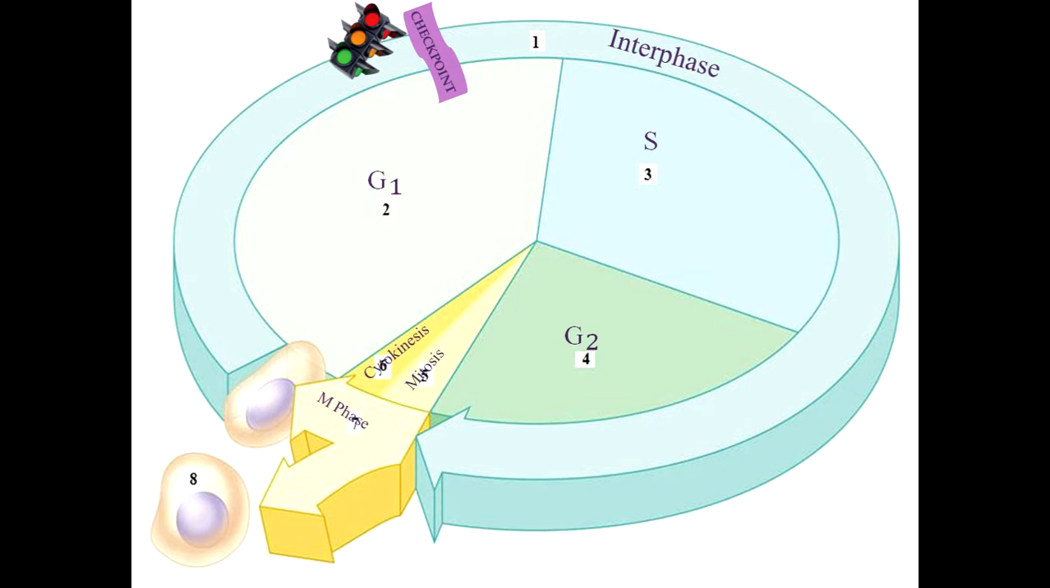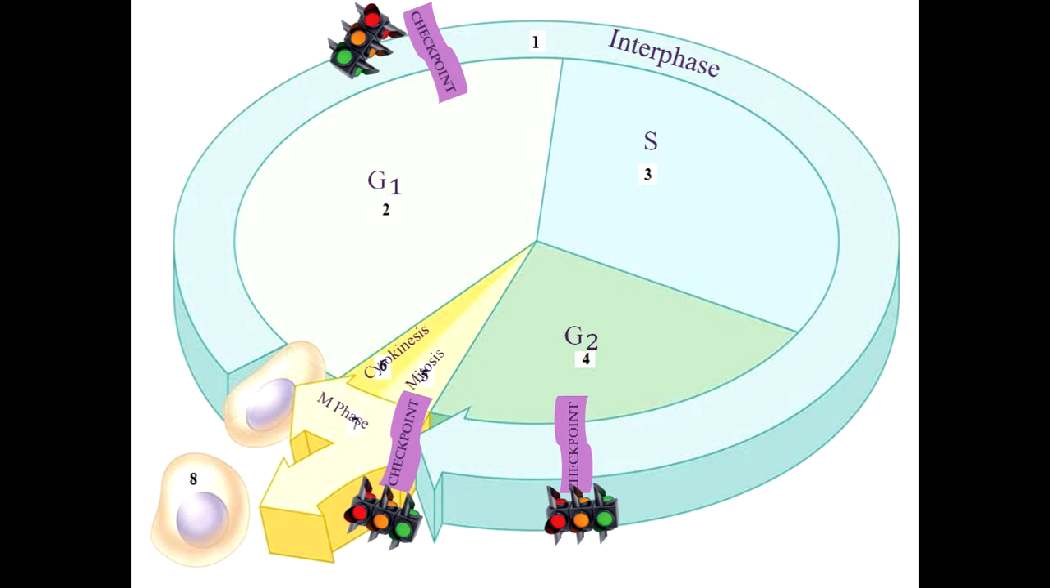The next checkpoint is at G2 and is very similar to the first checkpoint. It makes sure that all the DNA has copied properly and is not damaged. If it is, then it goes to the M phase. If not, the DNA needs to be fixed, whether that means fixing damaged strands or making sure it gets duplicated correctly. The final checkpoint is the M checkpoint.